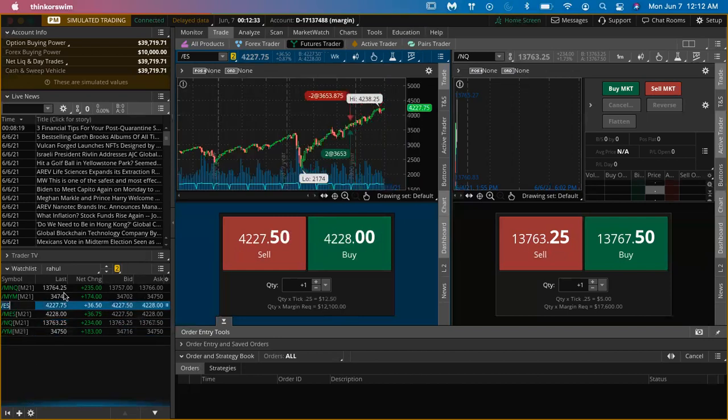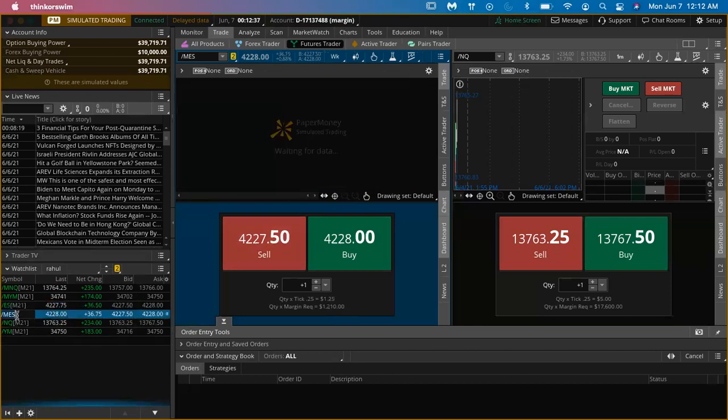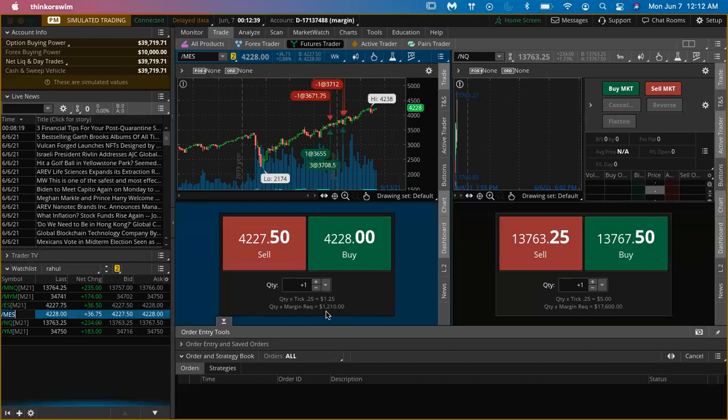For example, if you talk about S&P 500, let's talk about the micro lot. You need the margin of $1,200, and on each point movement you are going to either get $5 or lose $5. All right. So this is all about index futures.